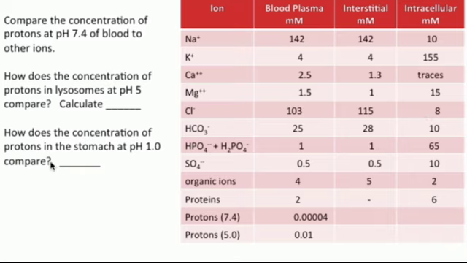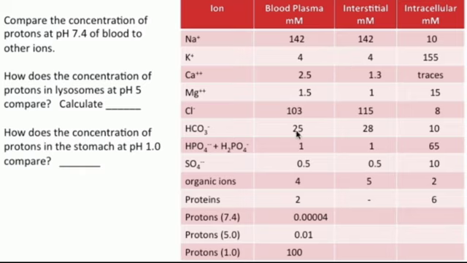How about in the stomach with a pH of 1? Can you tell me what the proton concentration would be there? Please calculate it. At a pH of 1, proton concentration will be 10 to the negative 1, which is 0.1 molar, or 100 millimolar. Now you notice in the stomach, the proton concentration is similar to a lot of salts.